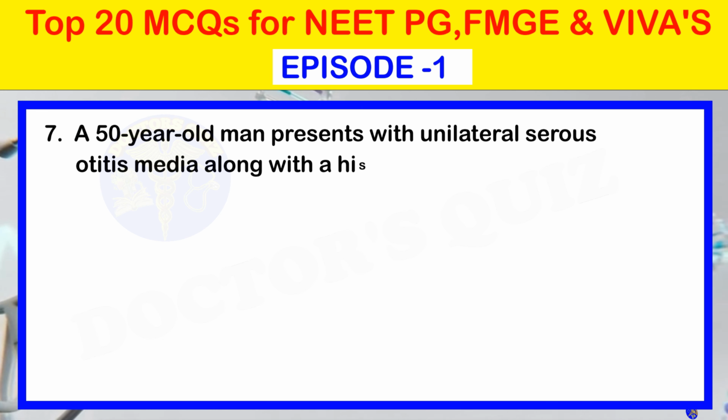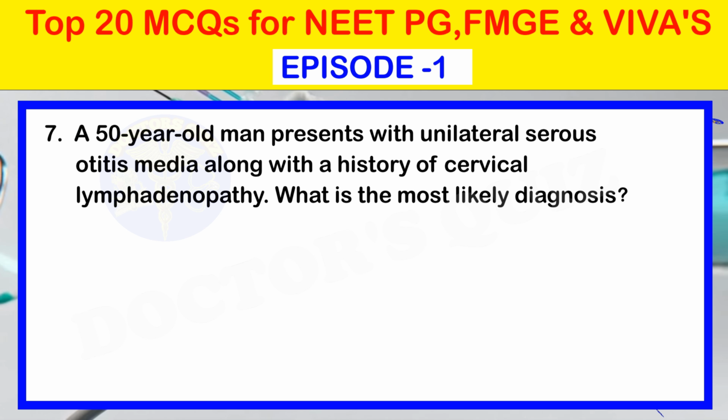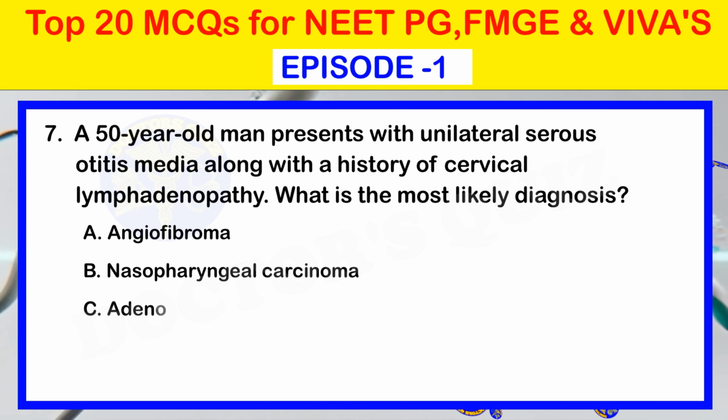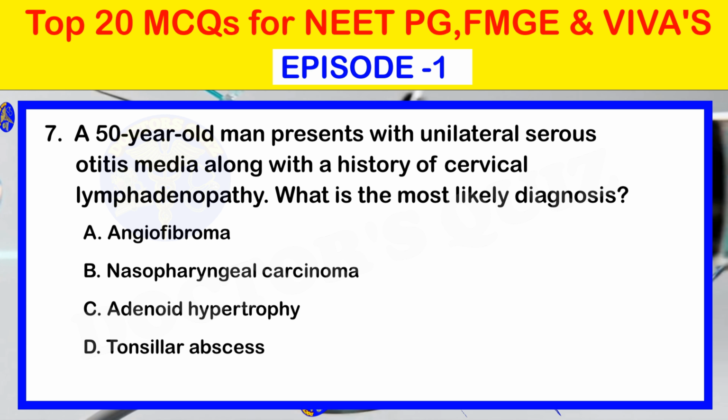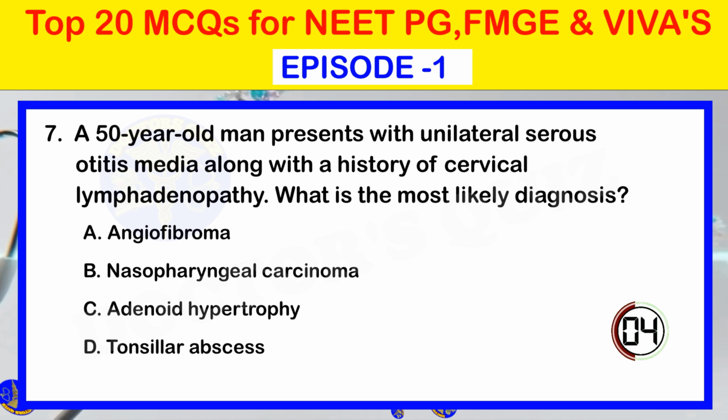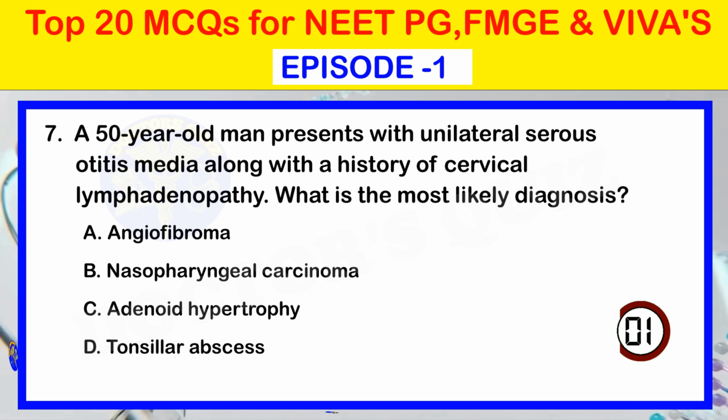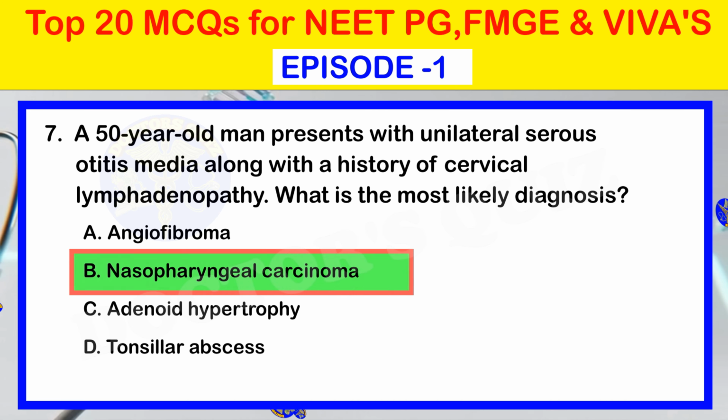A 50-year-old man presents with unilateral serous otitis media along with a history of cervical lymphadenopathy. What is the most likely diagnosis? Options are angiofibroma, nasopharyngeal carcinoma, adenoid hypertrophy, or tonsillar abscess. Answer is option B, nasopharyngeal carcinoma.